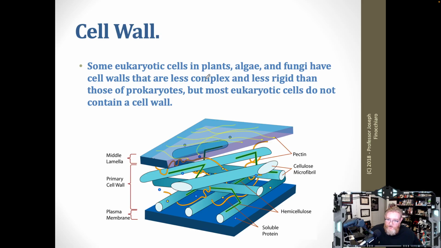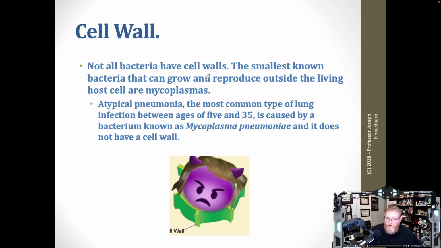Some eukaryotic cells in plants, algae, and fungi have cell walls that are less complex and less rigid than those of prokaryotes, but most eukaryotic cells do not contain a cell wall. Not all bacteria have cell walls. The smallest known bacteria that can grow and reproduce outside the living host cell are mycoplasmas.